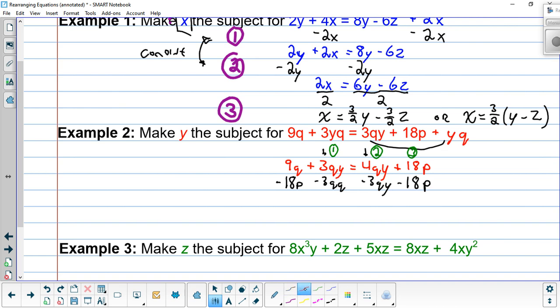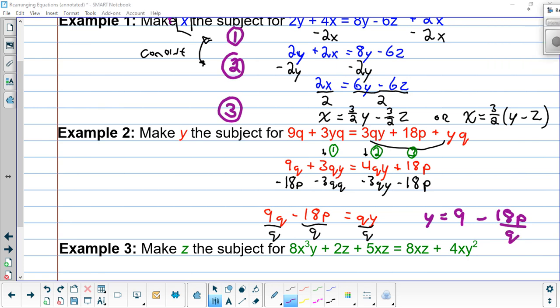So let's rewrite this now as, well, we have 9q minus 18p on our left. That's going to be equal to qy. That's it. So we want y just by itself, so we have to divide both sides by q. I'm just going to rewrite this over here in purple as y equals 9 minus 18p over q.